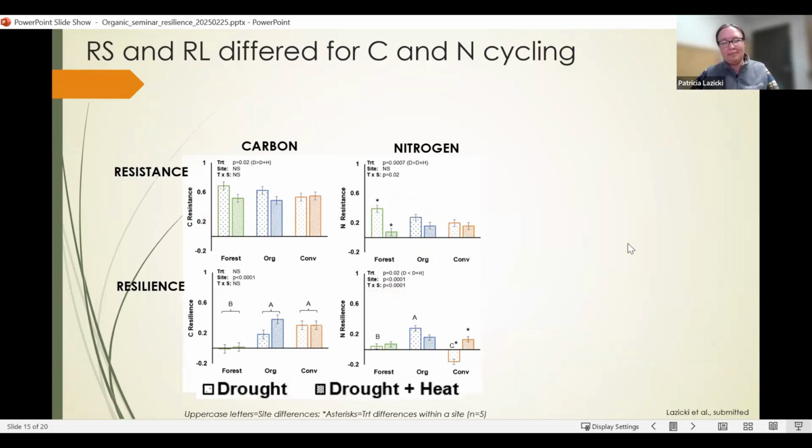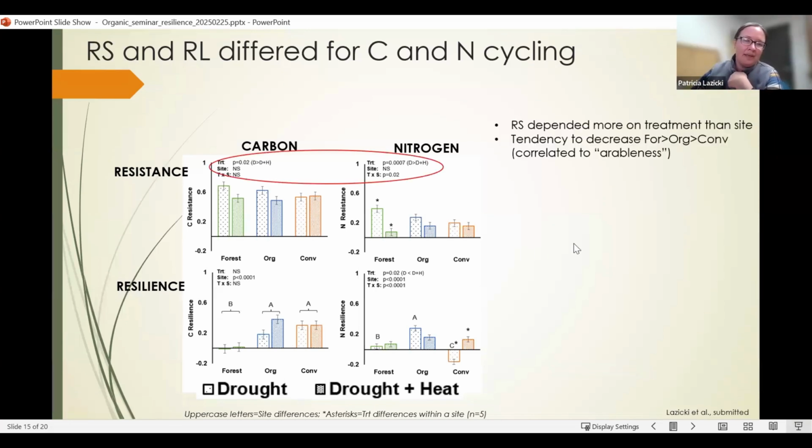So how did this show up when I measured resistance and resilience? Unsurprisingly, it's complicated. A couple of things that I want to point out. So these graphs here, this is again my bundle of all my carbon and nitrogen cycling functions, how far they moved when they were poked, that's resistance, how they started to resemble the control again, that's resilience. And I found that resistance depended more on treatment than on site.